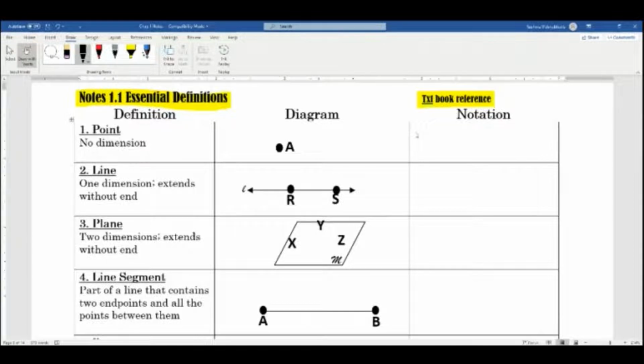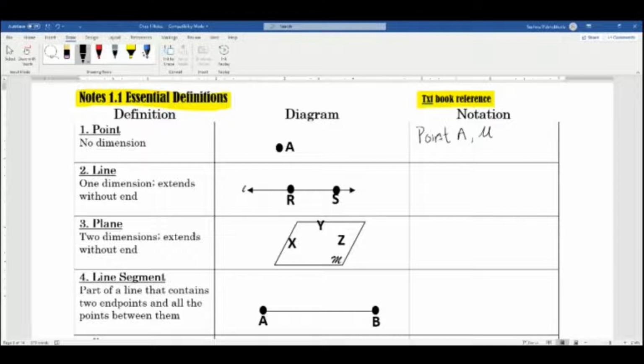The notation for it, so if I want to refer to this point in a problem or on a diagram in words, I would have to write the word point and then the letter. Now, sometimes you might see references to the point with just the letter, but in that case, the letter has to be italicized. So if I want to say point U, but I don't want to write the word point, you might see a capital U like that.